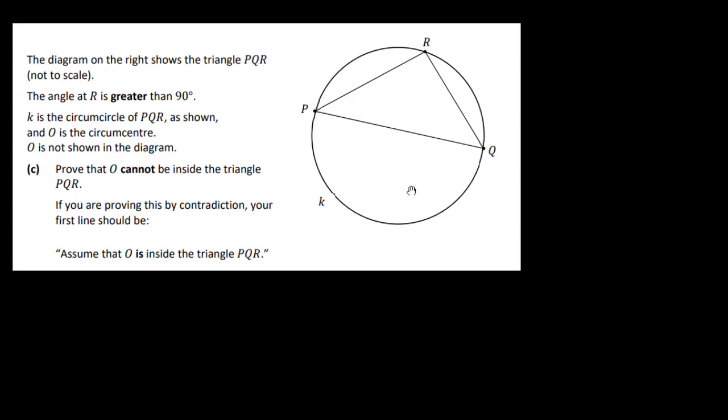If you're proving this by contradiction, your first line should be this: assume that O is inside, and then prove that there's going to be some kind of contradiction later on in the proof.